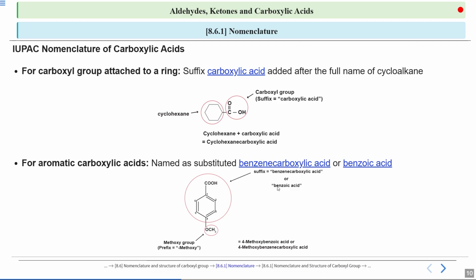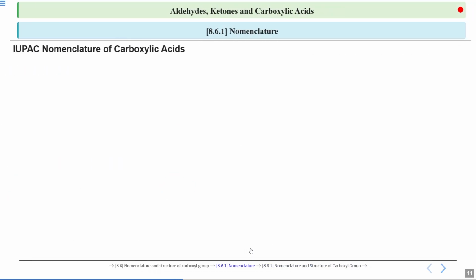So if you look here, the name of this compound is 4-methoxy benzoic acid, or you can say it is 4-methoxy benzene carboxylic acid. You can name either of it. It will be either 4-methoxy benzoic acid or 4-methoxy benzene carboxylic acid. So this is how you name the aromatic carboxylic group.